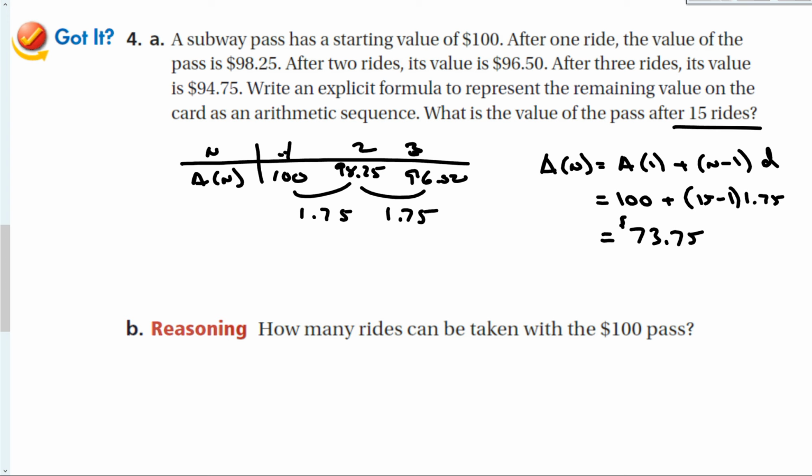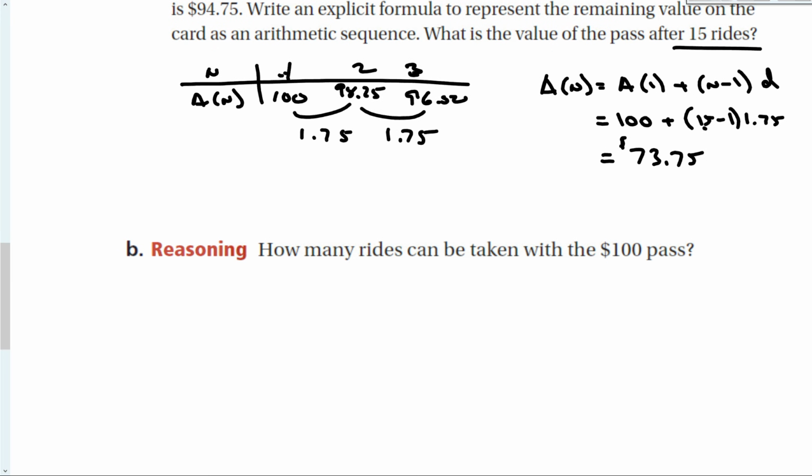Okay. How many rides can be taken with the $100 pass? At the end of this, we want to solve for that number right there, and we want to find out when the value is equal to 0. So set it equal to 0, and we still start at 100 plus n minus 1 times my difference, which is 1.75. Now my variable is right there. Let's subtract 100 from both sides.